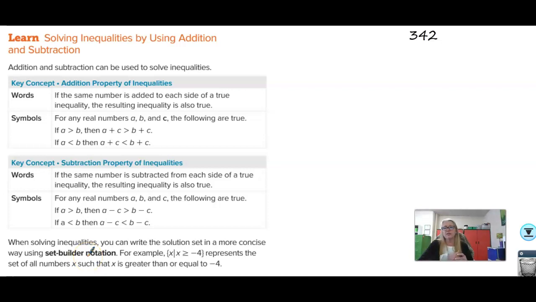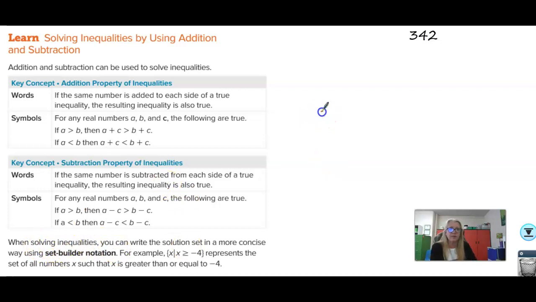Solving inequalities using addition and subtraction. This is done just like solving equations. You can add or subtract to both sides of the equation or the inequality as long as you do it fairly, okay? Now, they are introducing what they call set builder notation, okay?